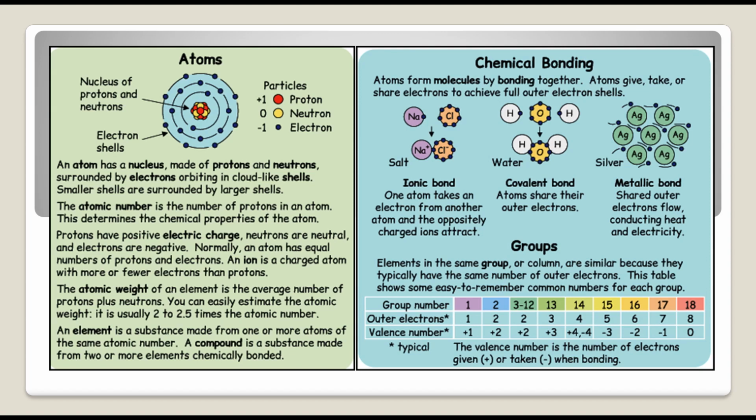In the octet state, the shell is completely filled. There is no vacancy to share electrons. That is the reason we call those octet-state elements noble gases. They are inert; there is no interaction or reaction. So this is about atoms and the chemical bond. All this information you can see in the periodic table.